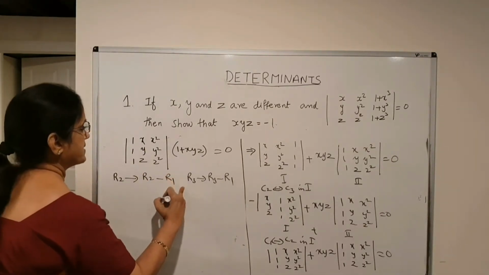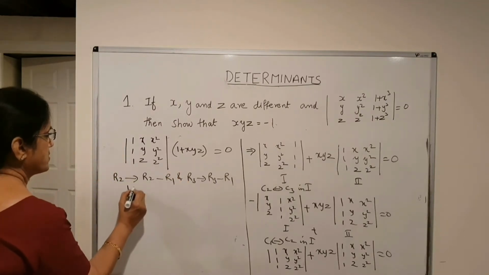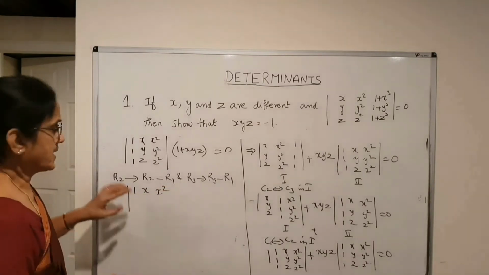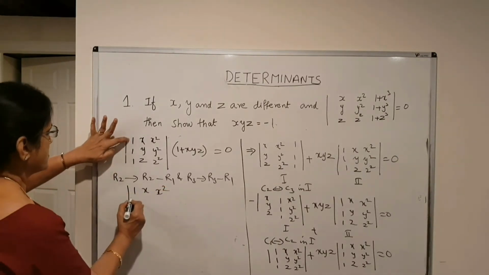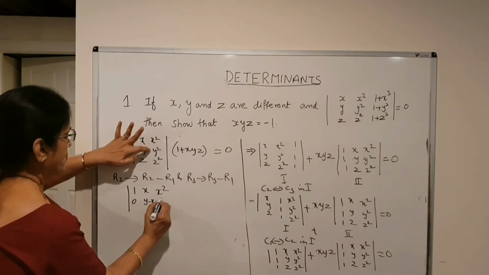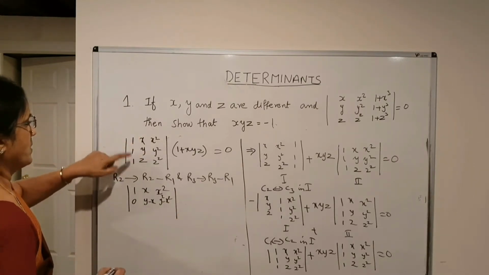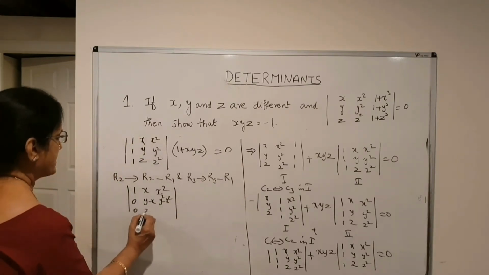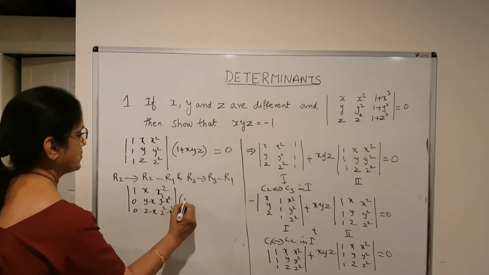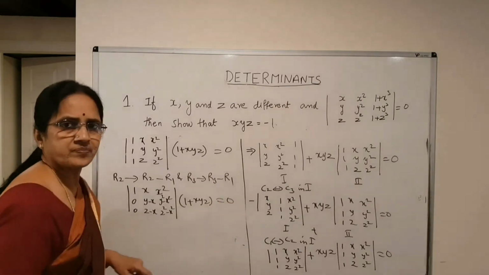So what will happen here? First row will remain the same. Second row: 1 minus 1, 0; y minus x; y square minus x square. Same way, 1 minus 1, 0; z minus x; z square minus x square, into (1 plus xyz) equals 0.